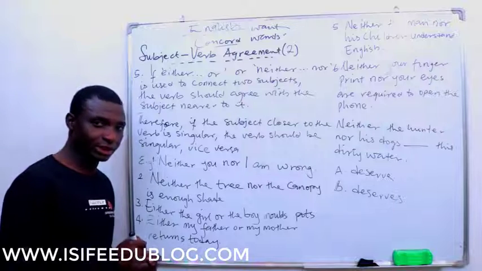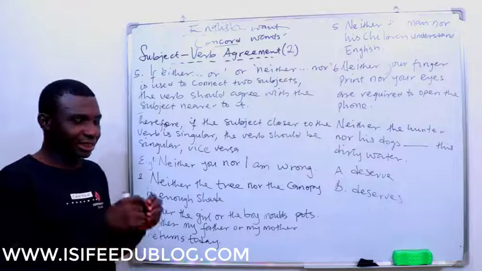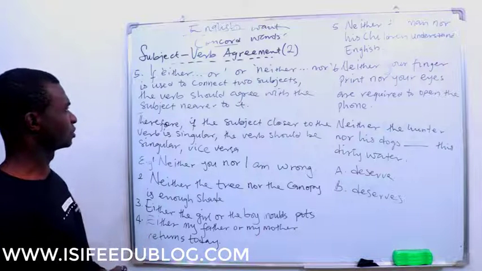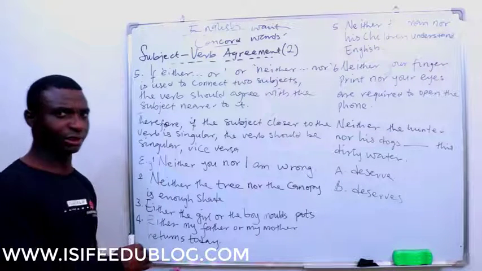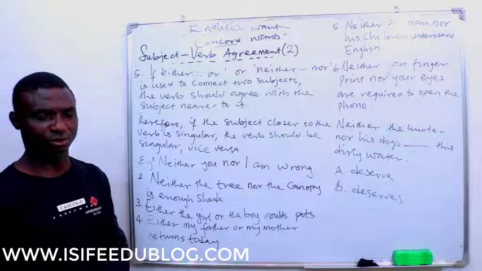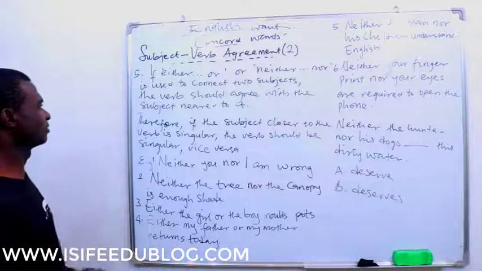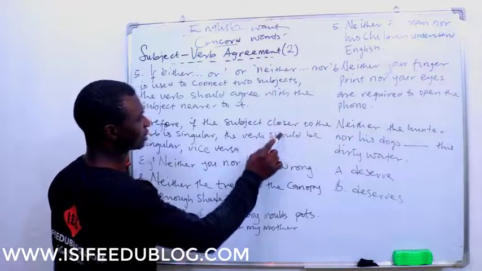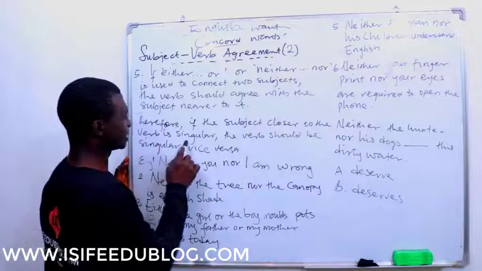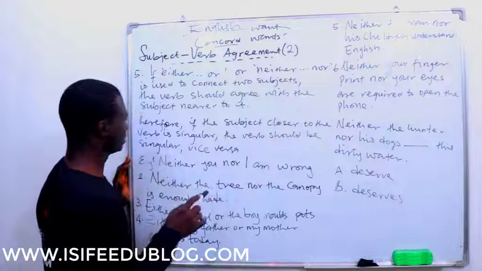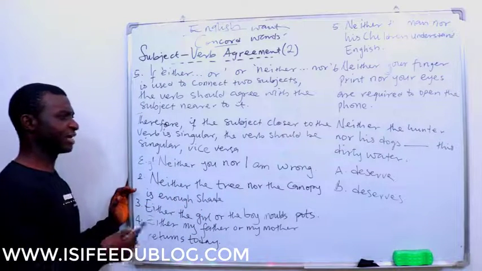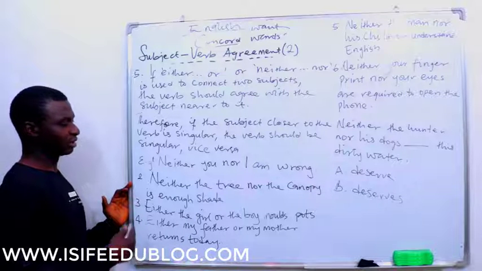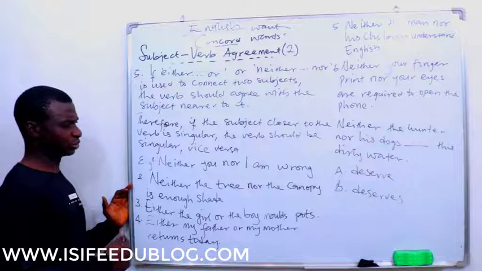And joins and says this plus this. But the correlative conjunctions say if not this, it will be this. So they are not joined. Now, therefore, if the subject closer to the verb is singular, the verb should be singular. Vice versa. Let's put it to use.